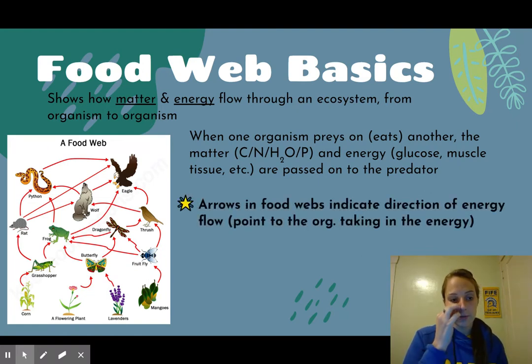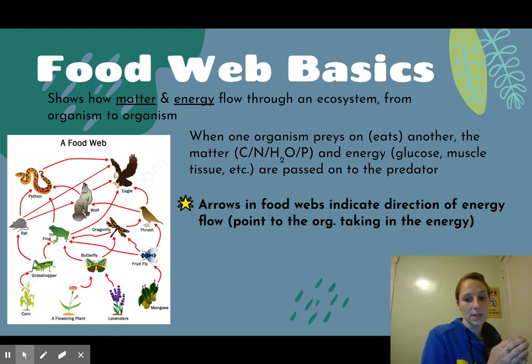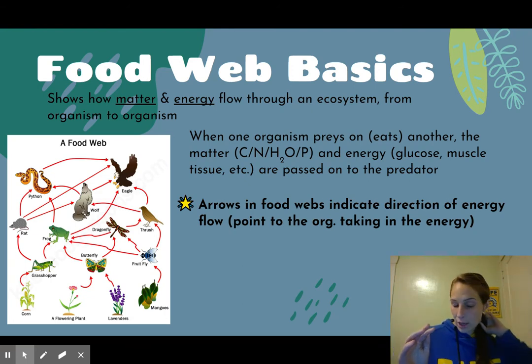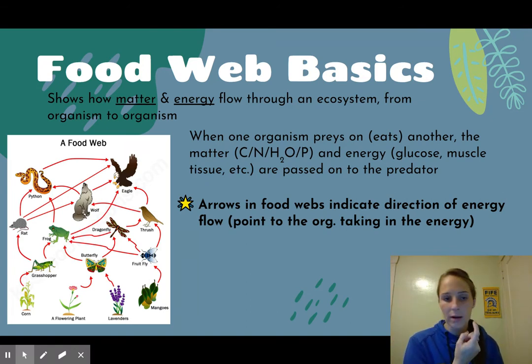And when you look at a food web, like this one here, you are going to see a bunch of arrows. Now, arrows in food webs are going to indicate the direction of flow. So they're going to show you from the organism that is being eaten to the organism that is taking in the energy. So the arrows go that direction. I like to think of it as the arrows point into the mouth of whoever is doing the eating. So that's how I remember which way the arrows go.